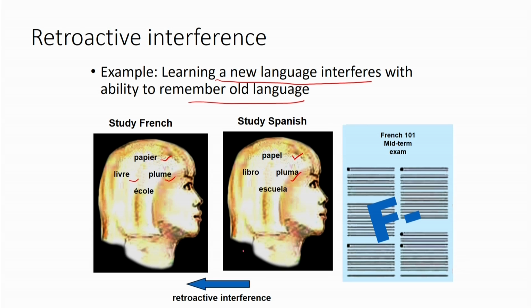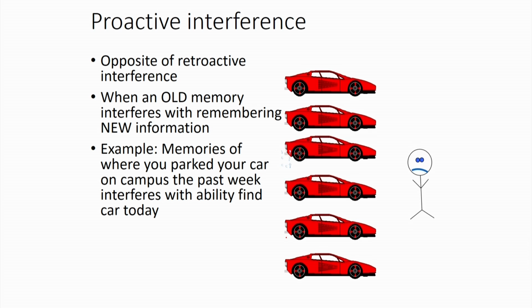And so what happens is if she learns French first, studies Spanish second, and Spanish interferes with the learning of French, that is why she gets an F in her exam, and this is what is called retroactive interference. In proactive interference, what happens is the opposite of retroactive interference. So, when old memory interferes with new memory. In retroactive, new memory interferes with old memory, as we saw that Spanish interferes with French.